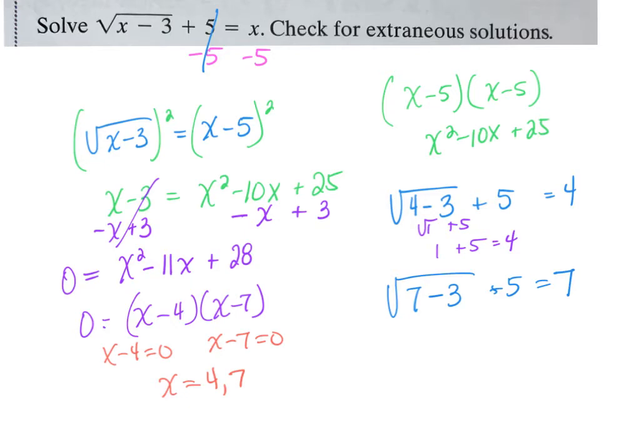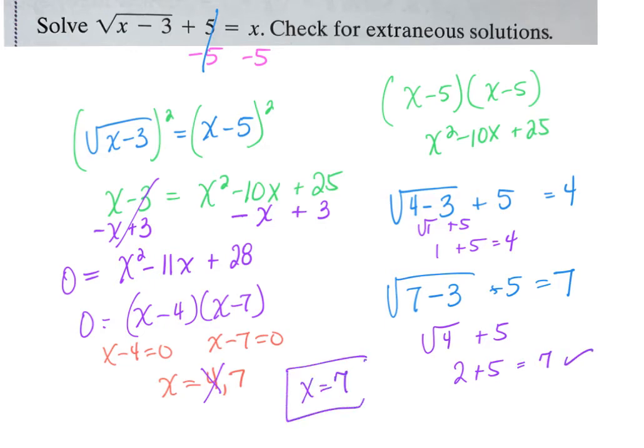You can't say, oh, well, the square root of 1 is positive 1 or negative 1. That is only when x squared equals 1, okay? When x squared equals 1, you have to consider positive and negative because you have a variable there. We don't have a variable anywhere in this problem. So 1 plus 5 does not equal 4. That means 4 is not a solution. Now 7 minus 3 is square root of 4 plus 5. That is 2 plus 5, which does equal 7. So yes, my answer here is x equals 7, and that is my only answer.